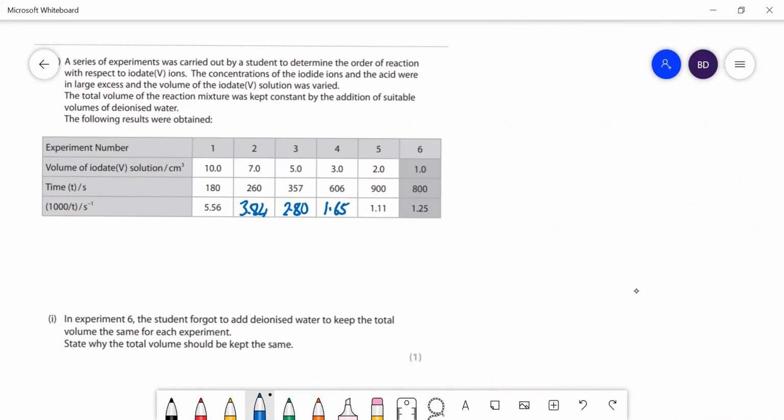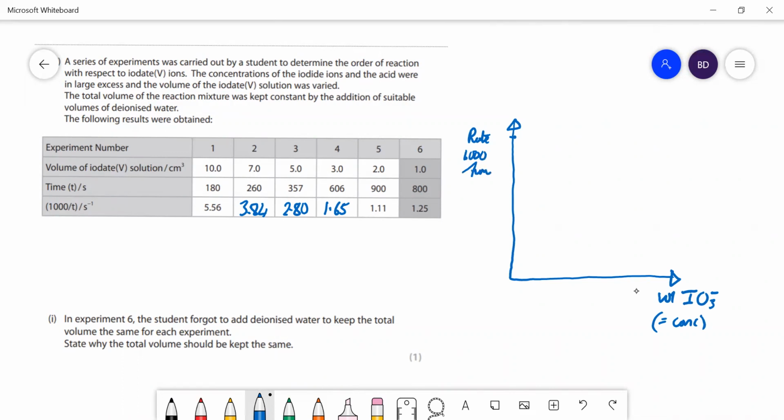And then in the next bit, it asks you to plot those on a piece of graph paper. And you have to plot, on the x-axis, the concentration of iodate. The volume of iodate is actually proportional to the concentration. And here you're going to have the rate. That's 1,000 over time. And you have to plot them. And you end up with a fairly straight line graph.